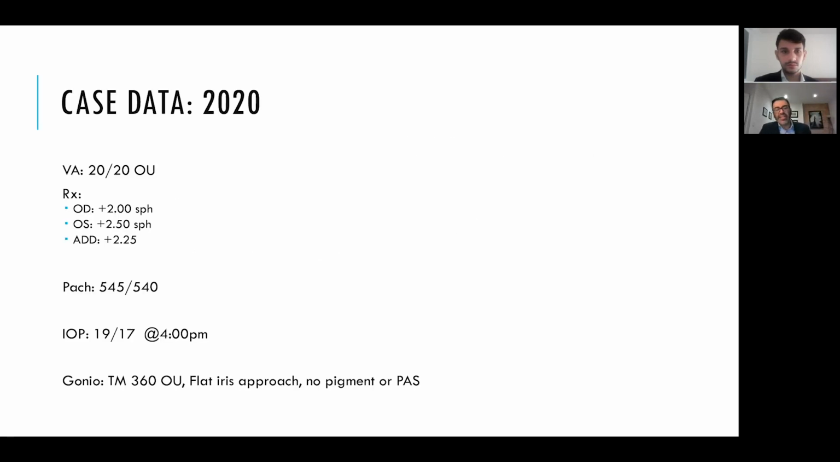In terms of her case data, she's a mild hyperope, but her vision is quite good. Pachs are relatively average, and her eye pressures were average as well. Looking at gonioscopy, open to trabecular meshwork, flat approach, no pigment, no PAS, so nothing that is overly concerning. But as Dr. Epshtein mentioned, you definitely got to do some testing, right?